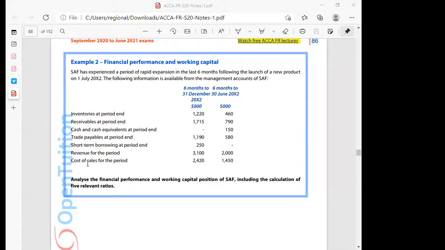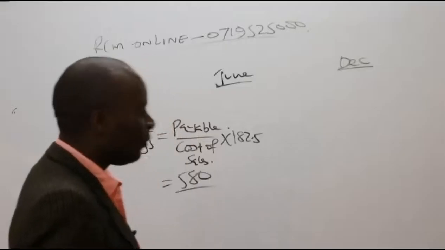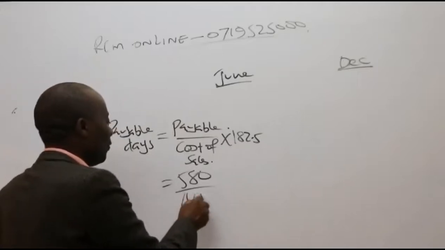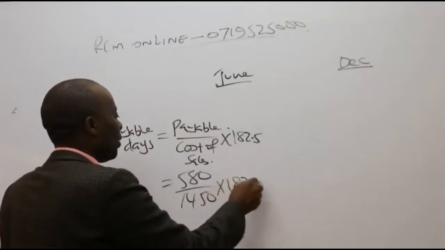For the period ending June, I'll come and pick the payables. The payables, I have 580, divided by cost of sales for the period ending June. The cost of sales I can see is 1450, times 182.5.